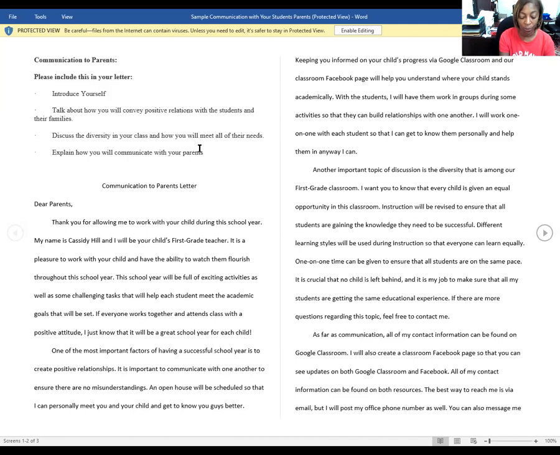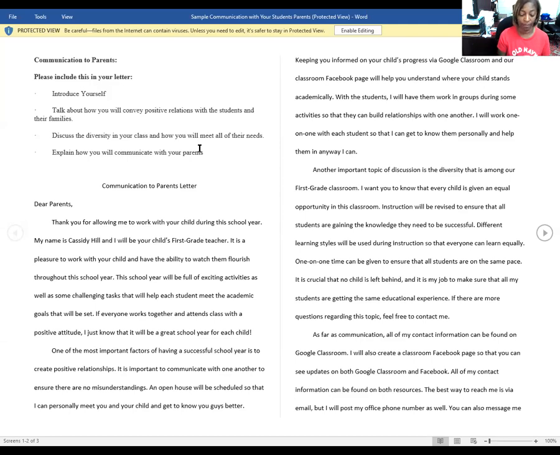And I also need you to indicate to the parents in your letter, or whatever form of communication you decide to utilize, how that parent can communicate with you, and how the two of you are going to work together to make sure that the student has an excellent year. So there are three things.